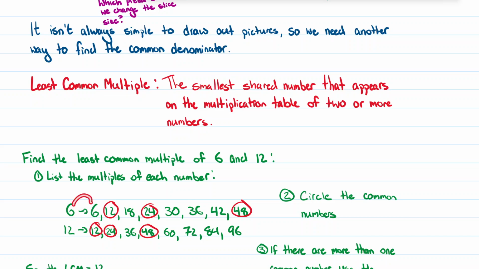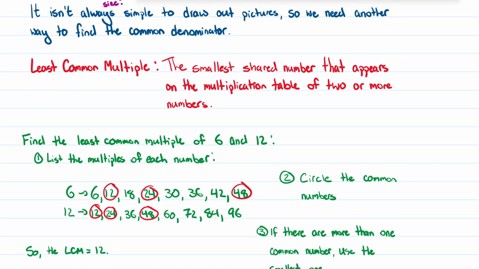So you just take 6 times 1, 6 times 2, 6 times 3, right? The same thing with 12. This is 12 times 1. This is going to be 12 times 2. This is going to be 12 times 3, and so on. Okay? So we find the multiples of each number, and then we're going to circle the common numbers, the numbers that we see in both of them. So we know that we see 12 in both 6 and 12. We know we see 24, and we know we see 48.